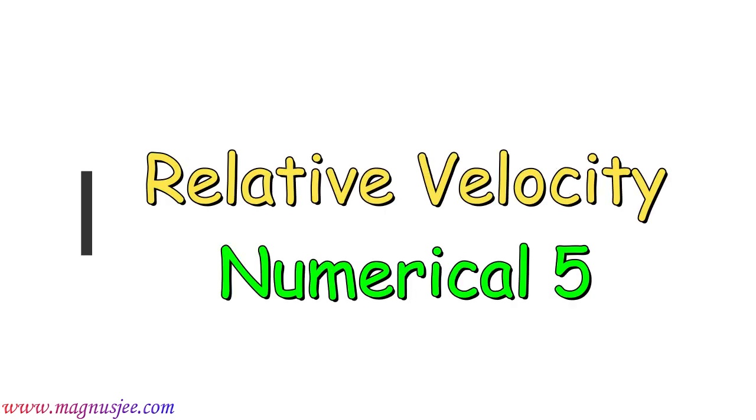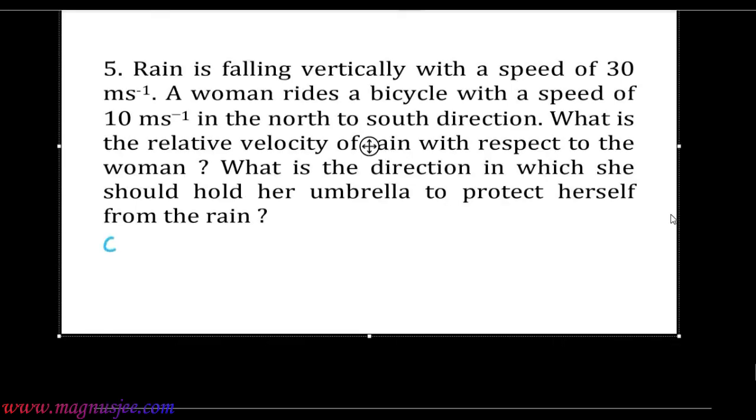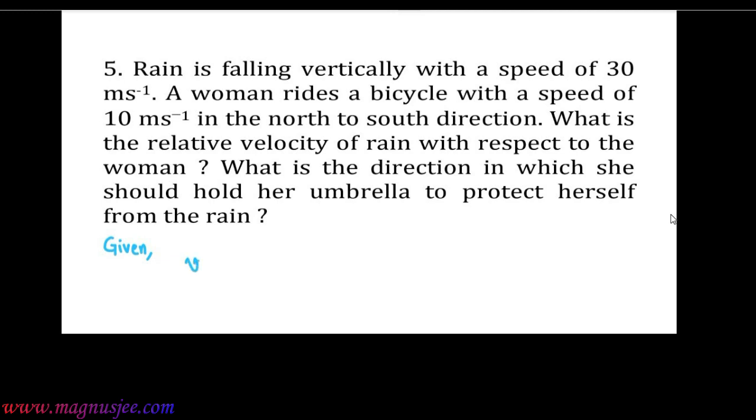Numerical number 5, relative velocity. Rain is falling vertically with a speed of 30 meter per second. A woman rides a bicycle with a speed of 10 meter per second in the north to south direction. What is the relative velocity of the rain with respect to the woman? What is the direction in which she should hold her umbrella to protect herself from the rain?